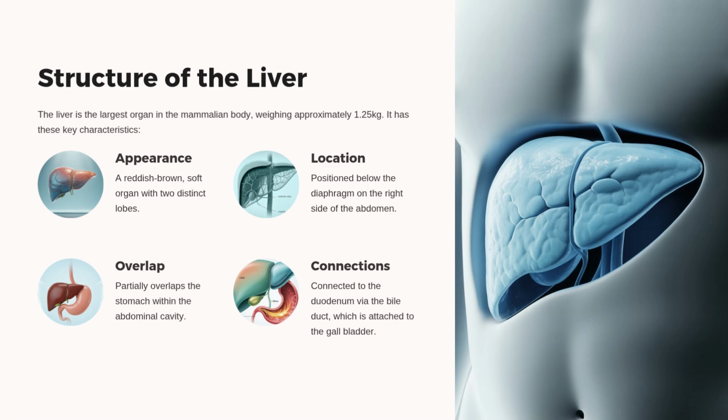Appearance. A reddish-brown, soft organ with two distinct lobes. Location. Positioned below the diaphragm on the right side of the abdomen. Overlap. Partially overlaps the stomach within the abdominal cavity. Connections. Connected to the duodenum via the bile duct, which is attached to the gallbladder.